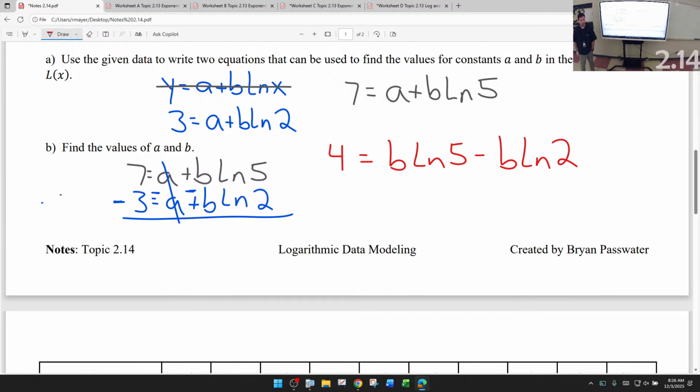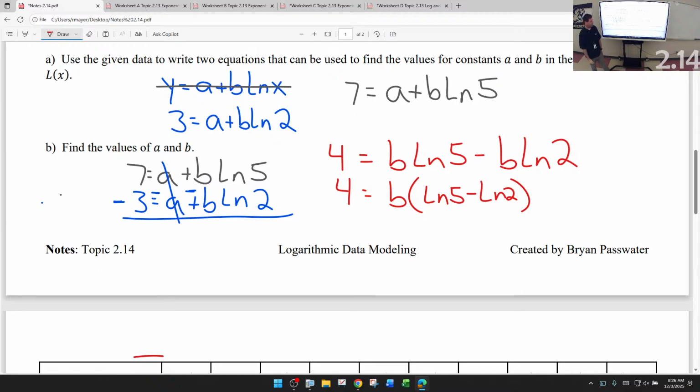Factor out a b. We're trying to solve this for b, so we need b by itself. You can't subtract those. Those are unlike terms. If it was 3b minus 2b, you could. I guess you could, but it's going to be nasty. So I'm just going to do 4 is equal to b times the natural log of 5 minus the natural log of 2.